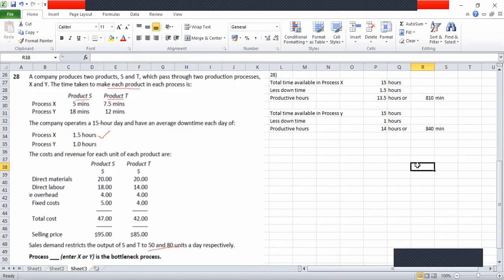The total availability in process X is 810 minutes. How much time is taken for each unit of product S? Product S takes 5 minutes to make one unit. So if it takes 5 minutes for one unit, how much time is taken to make 50 units? And we have to remember the availability is 810 minutes in process X and 840 minutes in process Y. So the time taken by each of these products is what has to be looked into.